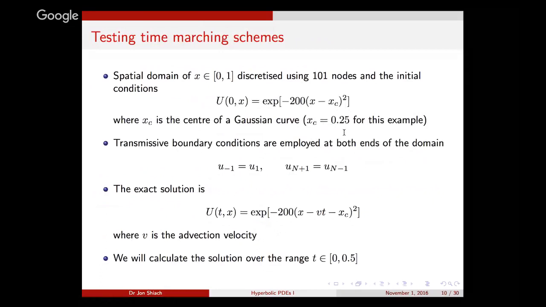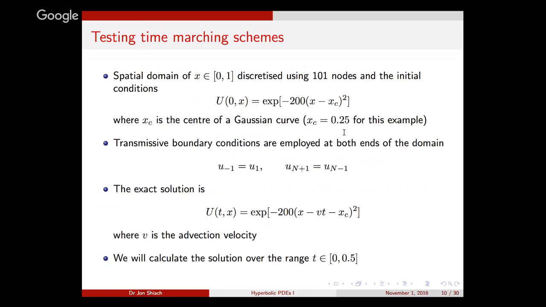Okay, so we're going to be looking at testing our first order upwind scheme. I mentioned before that the advection equation has an exact solution. What I'm going to do is test it over a spatial domain that goes from 0 to 1. So my domain starts at x equals 0 and finishes at x equals 1. What I need is initial conditions and boundary conditions.